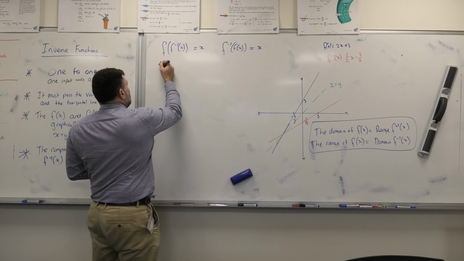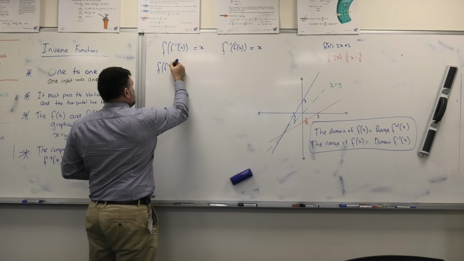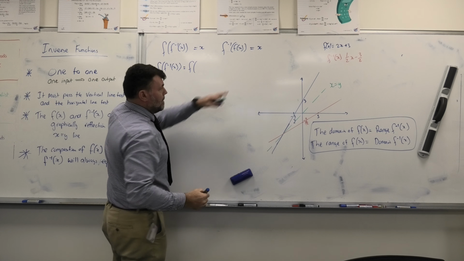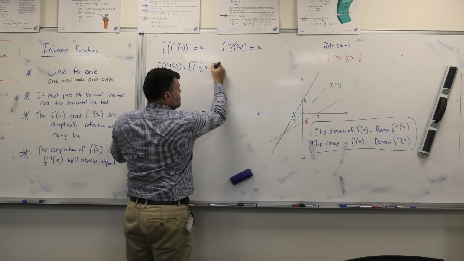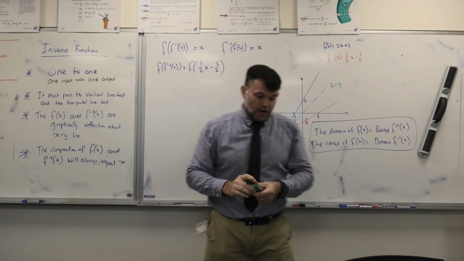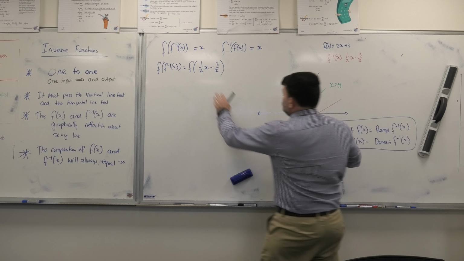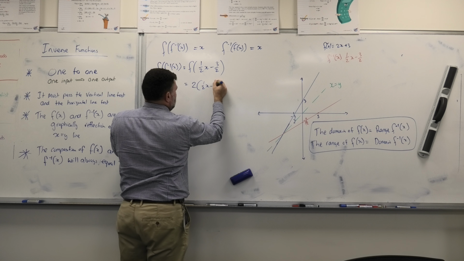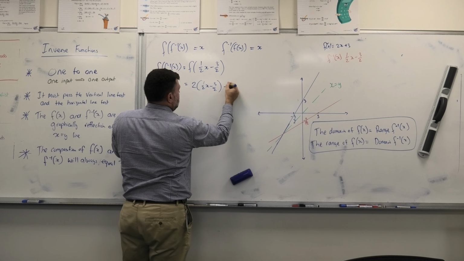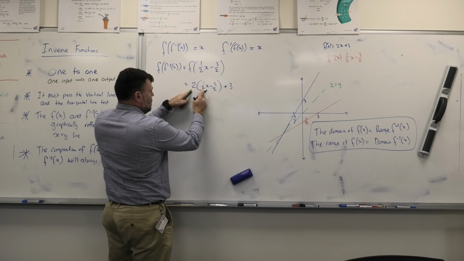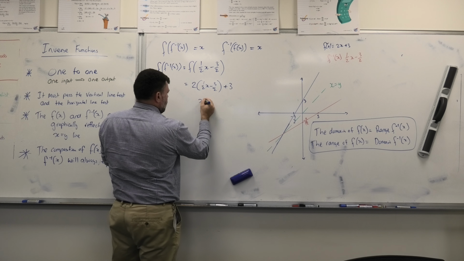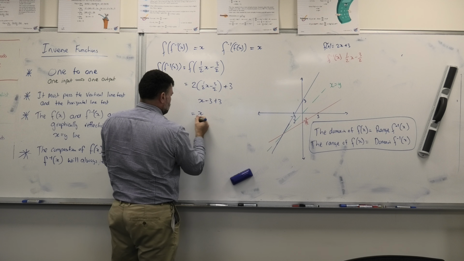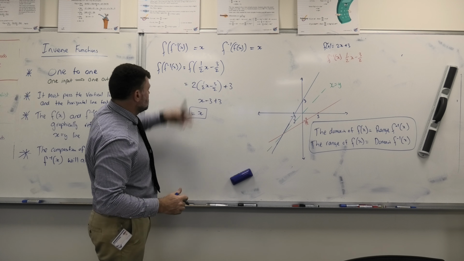So if we have f of f inverse of x, we can rewrite this as f of half x minus 3 halves. So we're going to substitute this into this function. So we get 2 brackets, half x minus 3 halves, plus 3. Well, 2 times a half equals 1, so I'm just left with x. 2 times this is minus 3, plus 3 is equal to x. So that's correct. We've worked out the first part is correct.